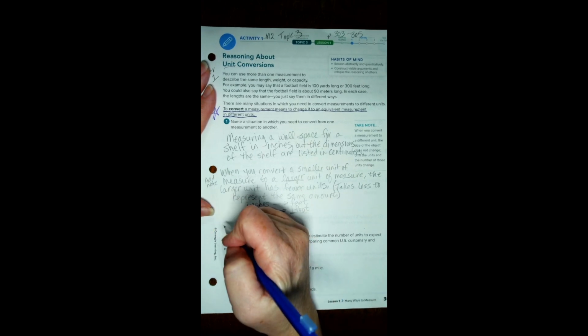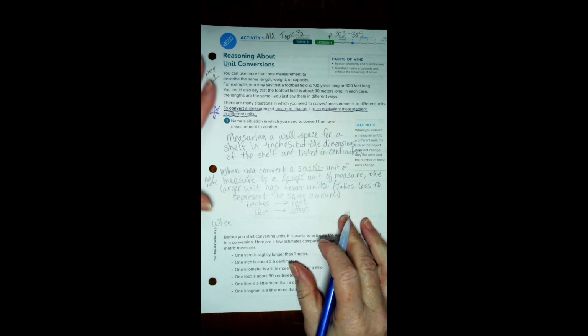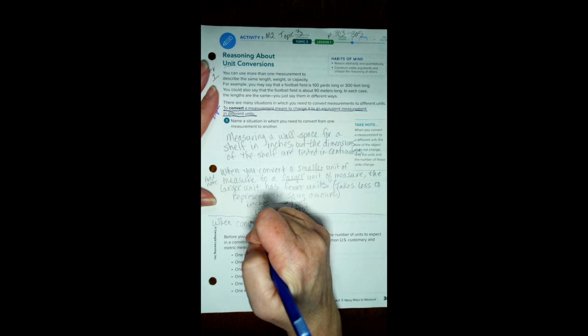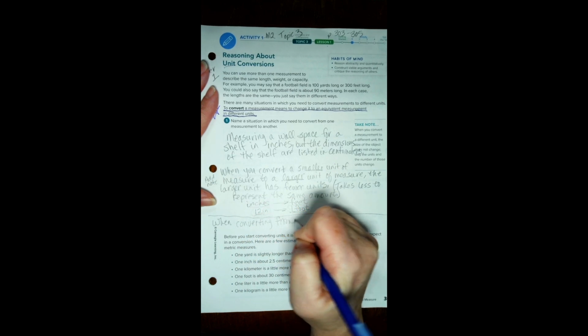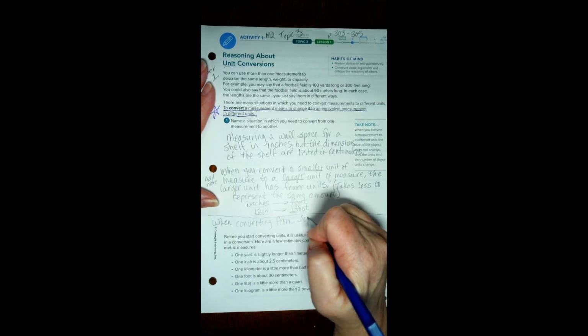The same will be true going the other way. We can write a statement about that too. When converting from, now we'll go larger to smaller.